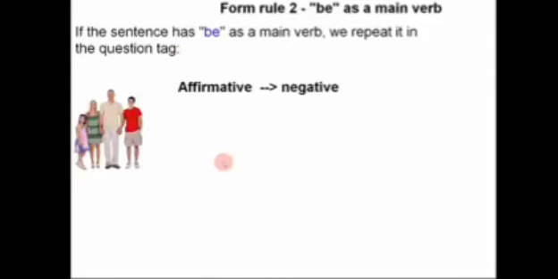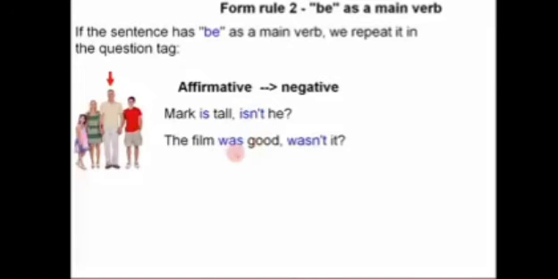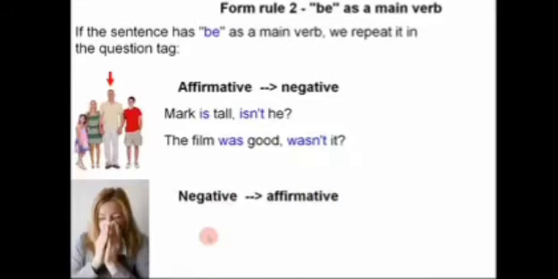Now let's look at this example. Mark is tall, isn't he? Is is a form of the verb be, and it is repeated in the negative form in the question tag: isn't. The film was good, wasn't it? Was is also repeated in the question tag: wasn't. Let's look at turning a negative from negative to affirmative.